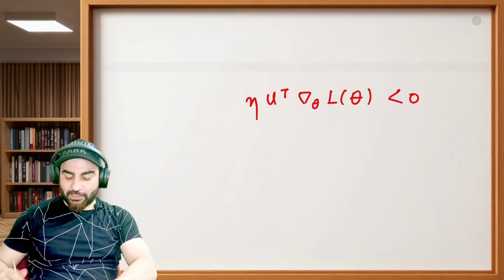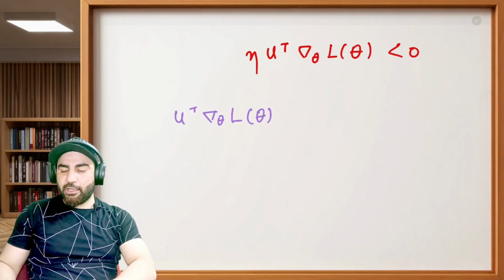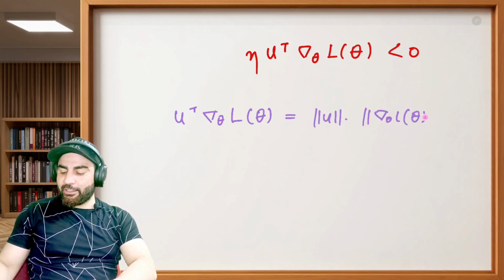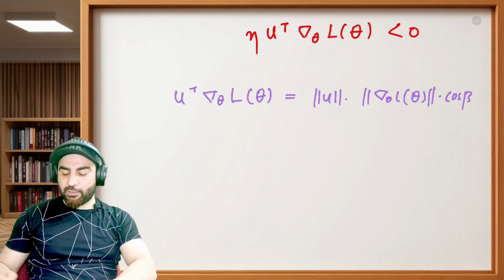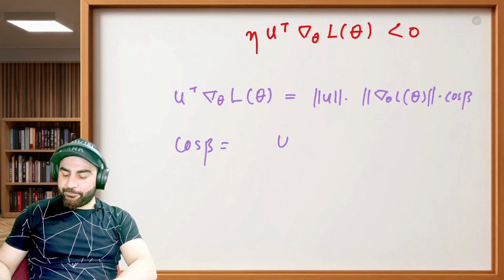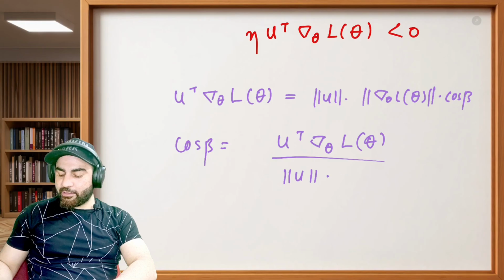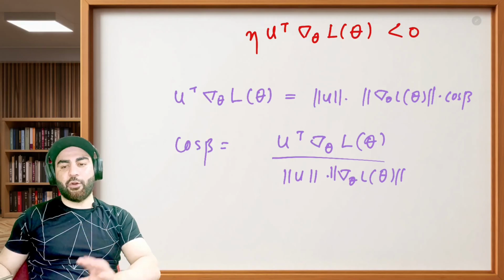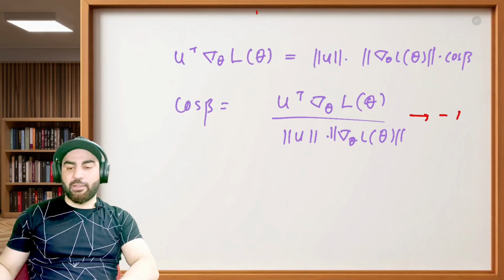If I take the dot product of u_t with the gradient of the loss function, what will the dot product be? You take the magnitude of this, the magnitude of this quantity, dot cos of, let's suppose we have an angle beta between them, cos of beta. So what is cos of beta equal to? Cos of beta is equal to u_t dot gradient of L of theta divided by the magnitude of this, the magnitude of this. This is how cos beta can be defined. But you know, the least value cos beta can have is -1.